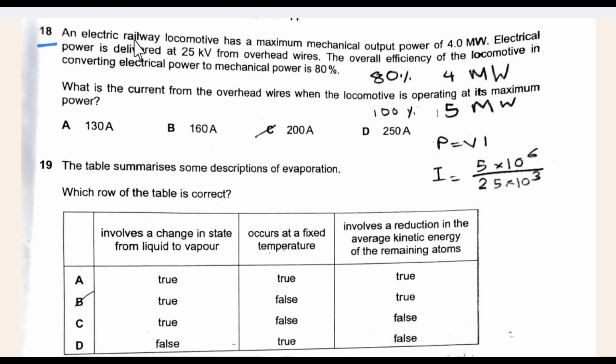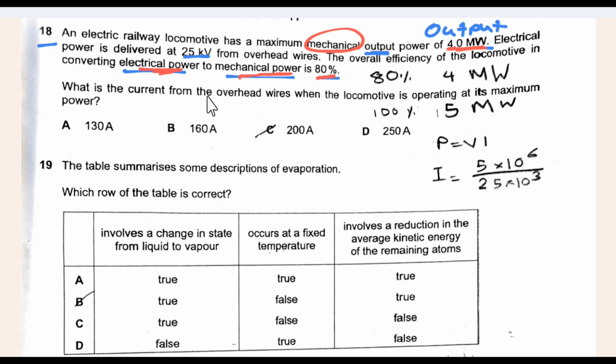Number 18. An electric railway locomotive has a maximum mechanical output power. So this is the output power, 4 megawatt, and electrical power is delivered at this voltage, that is 12 kilovolt, from overhead wires. The overall efficiency of the locomotive in converting electrical power to mechanical power is 80%. So initially the power given is the output power or the mechanical power, and the electrical power is not given, and the mechanical power that we get is 80% of the total power or the electrical power.